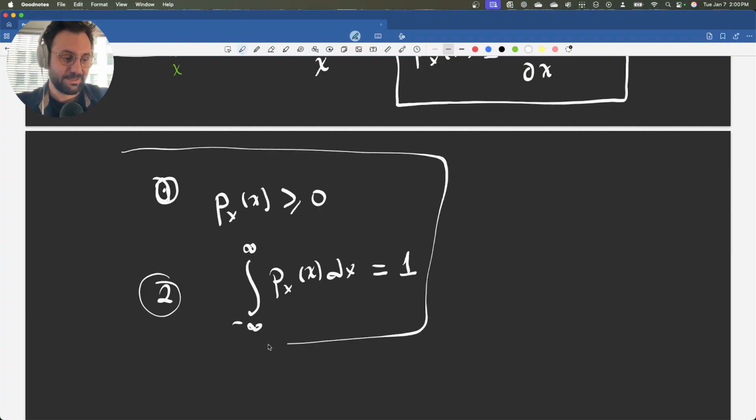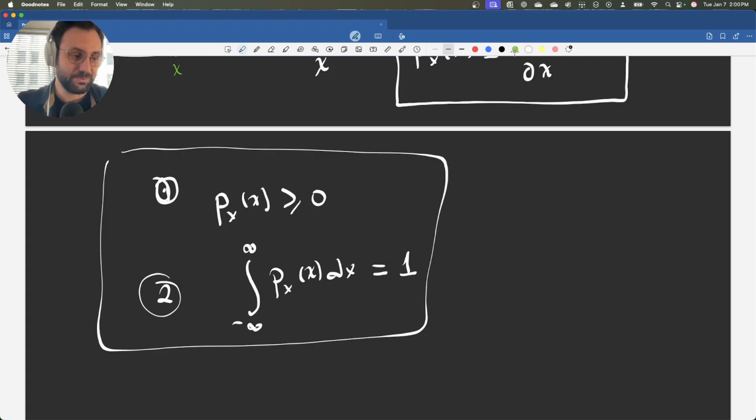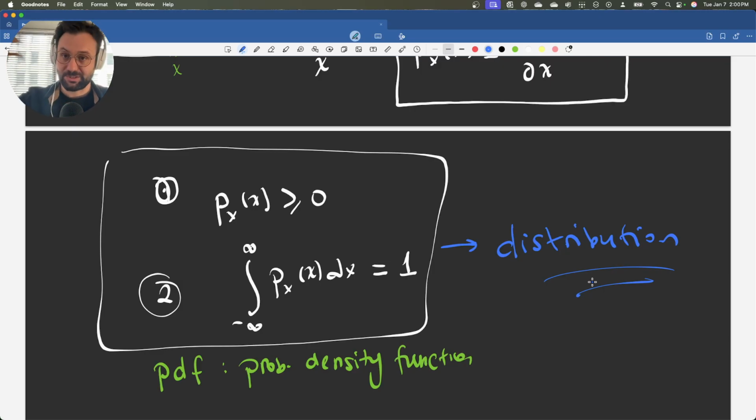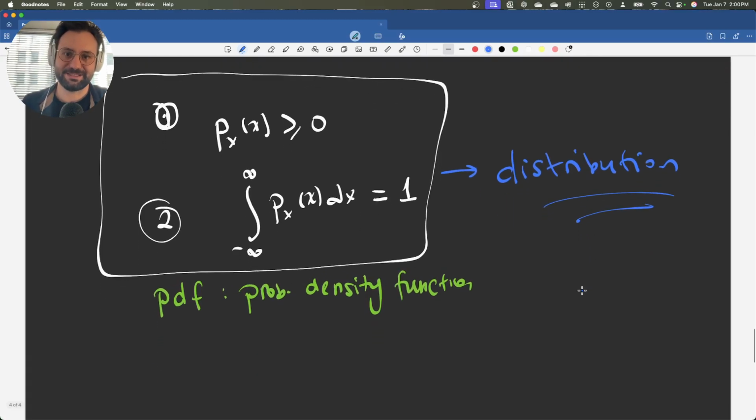So this is mostly what we refer to as PDF, the probability density function. But good news, we will be referring to this as distribution too, right? So when we say distribution, we will be talking about probability of x.